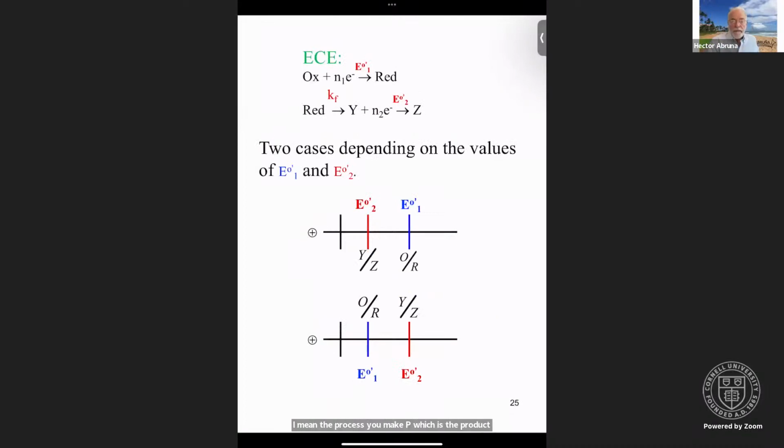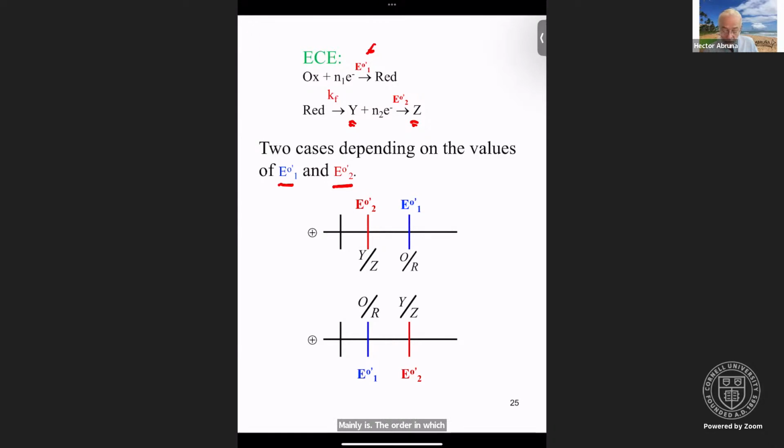And then an ECE process, so you have 2 electron transfer events, and in the middle, you have a chemical reaction. So as depicted here, you have OX plus n electrons at E0 prime 1 goes to Red. Red can be converted to Y, which in turn is redox active with n2 number of electrons at a different potential, giving rise to Z. And there are 2 cases of an ECE type mechanism depending on the values of E0 prime 1 and E0 prime 2. Mainly is the order in which they come.